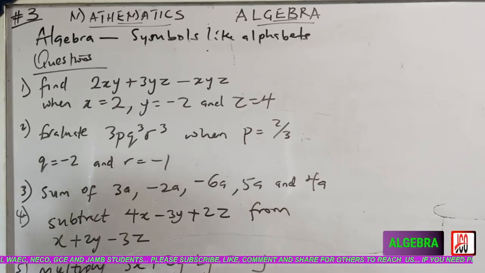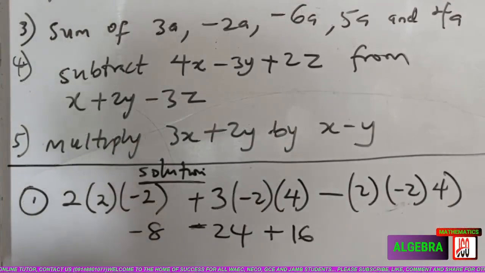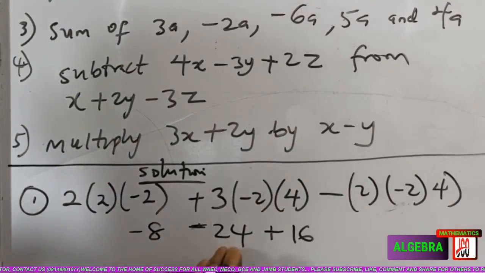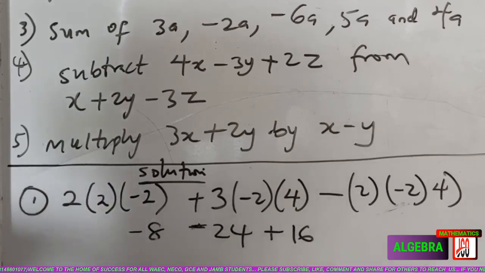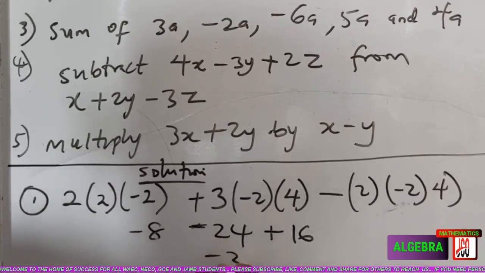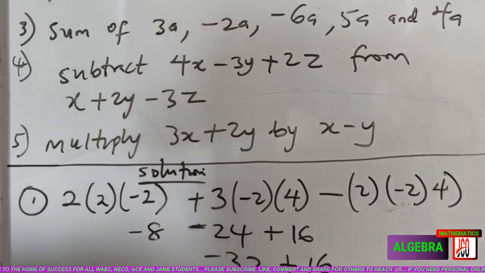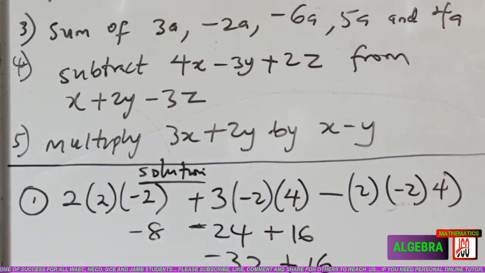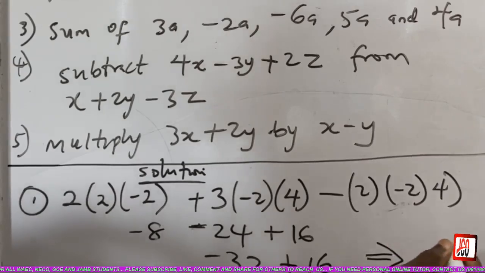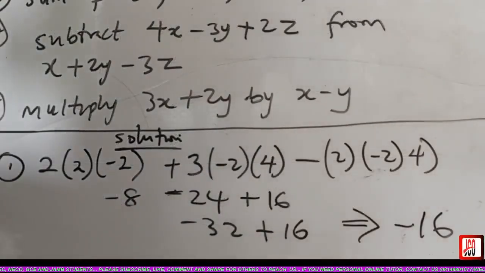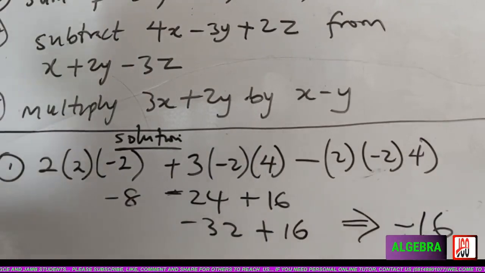So when you have a negative 8 and negative 24, it means you are owing. Negative it gives you negative 32, because you add all the negatives together. So this is negative 32 plus 16. Negative 32 plus 16. Then what do you have? You still have negative 16. So that is your answer for question 1.